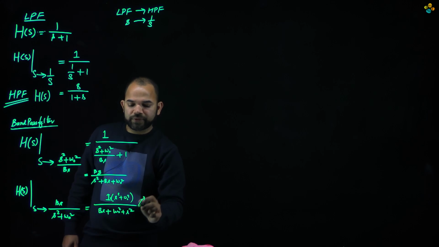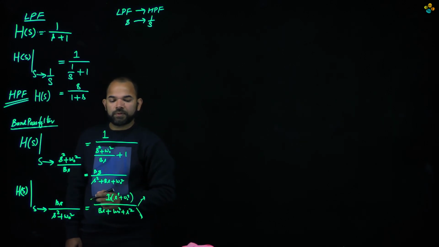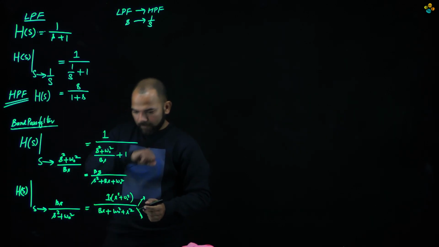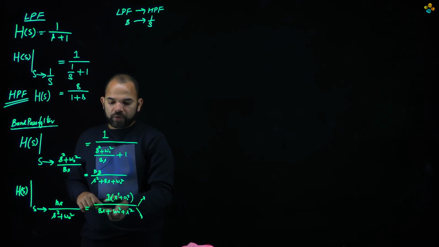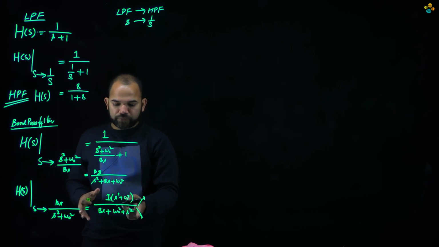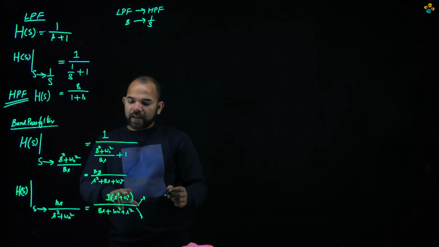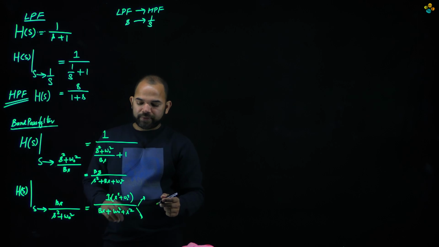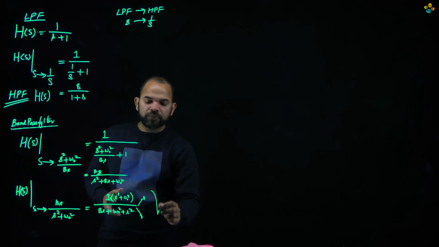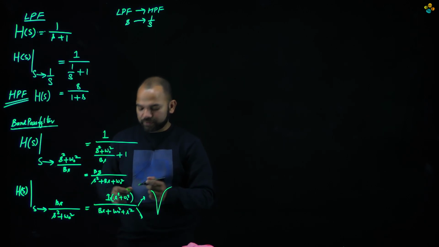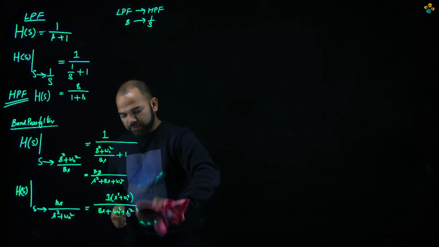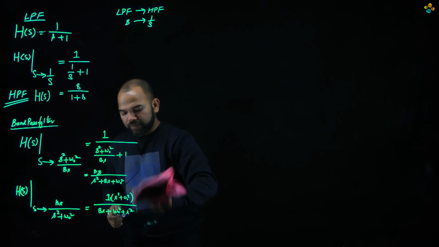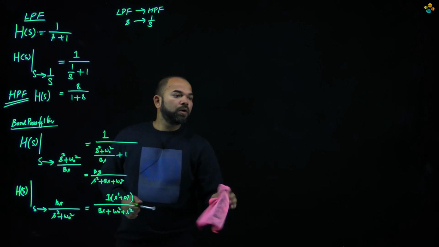So you need to see how it is approaching. For S equals to 0 it has some certain value, for S equals to infinity it also has a certain value, and at S equals to omega naught it has some sort of null. So this is a band stop filter. So you can put those limits and you can find whether this transfer function is showing you a band stop characteristics or not.